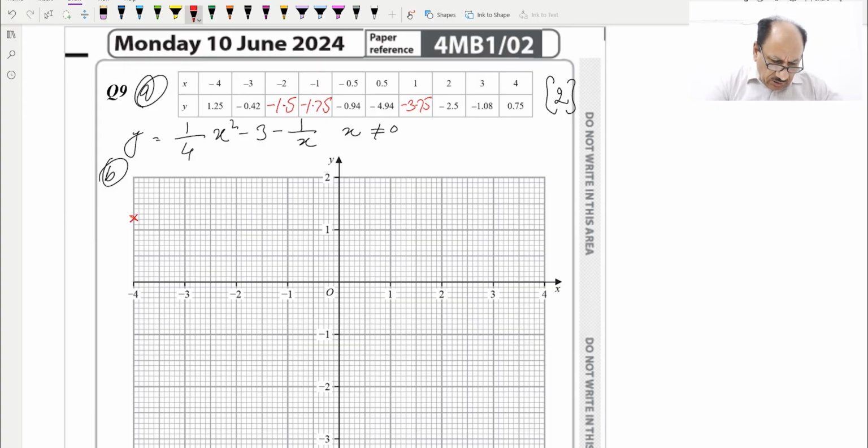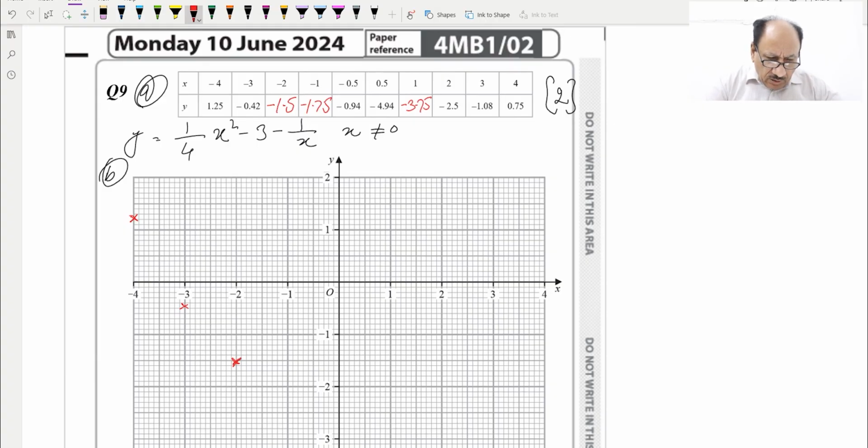Then the second point is minus 3 and 0.42. So 0.42 we can take over here. And the third one, no, this should be minus basically, so it should be down here. So 1, 2, 3, 4 over here. Yes. Now the next point is minus 2 and minus 1.5. 1.5 is here. We got this.